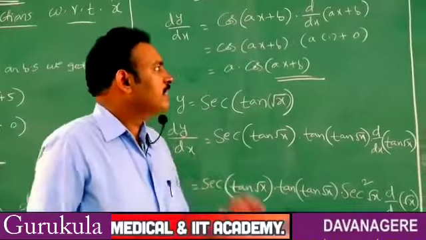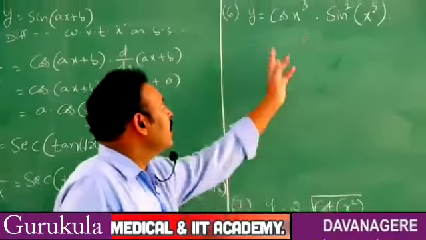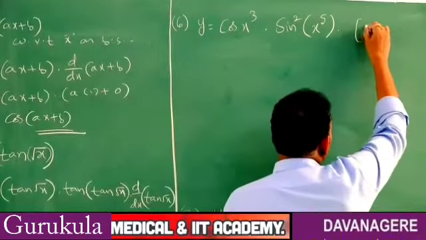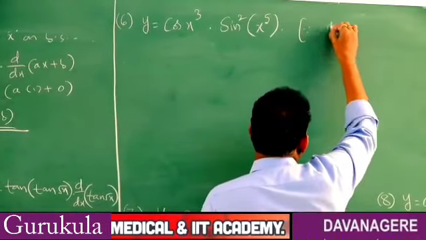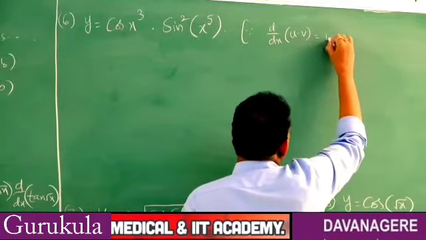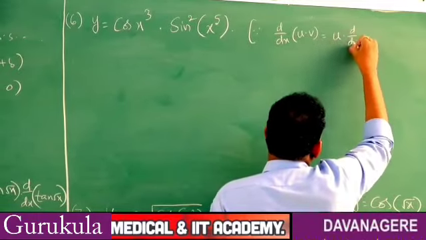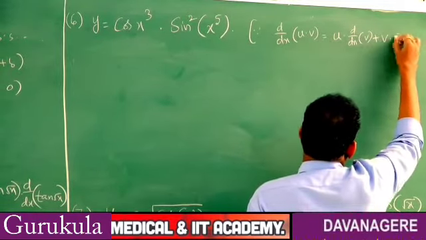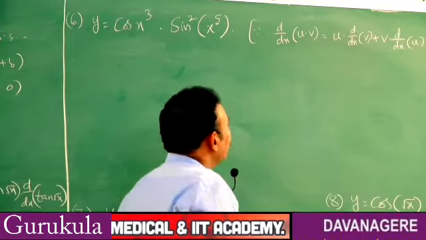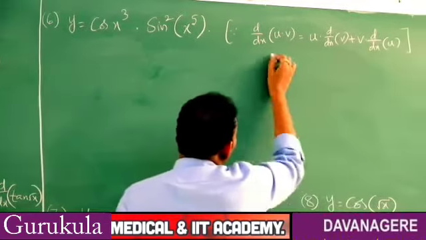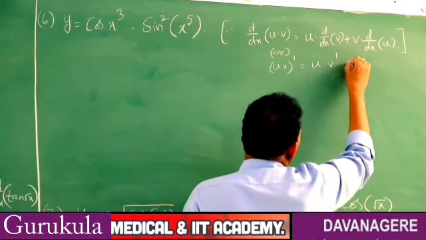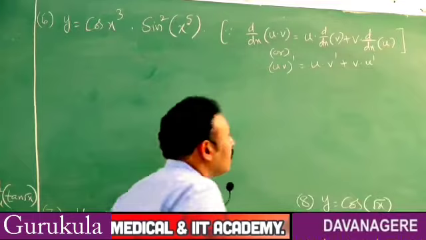Okay, students, let us see the next. Coming to here, one UV formula method is there. See, I will write here d by dx of uv, the product rule, is equal to u into d by dx of v plus v into d by dx of u. Okay, students. So you can write shortly (uv)' is equal to u into v' plus v into u'.